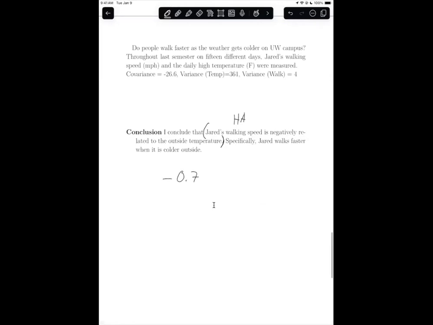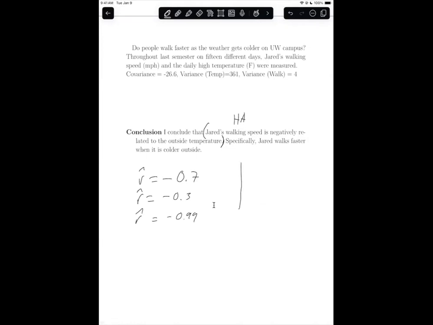Because if I have this correlation, or I have this correlation, or I have this correlation, they all have the same meaning. Jared walks faster when it is colder outside. The magnitude of the correlation is really talking about the strength of the relationship.